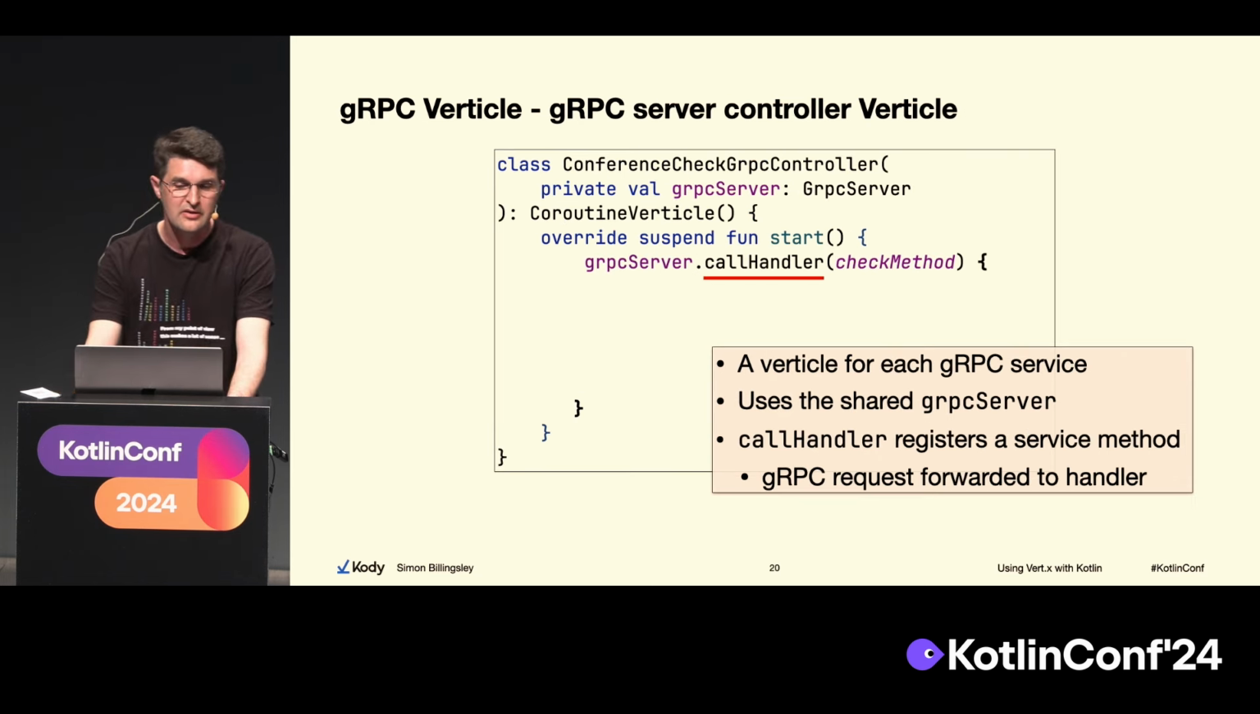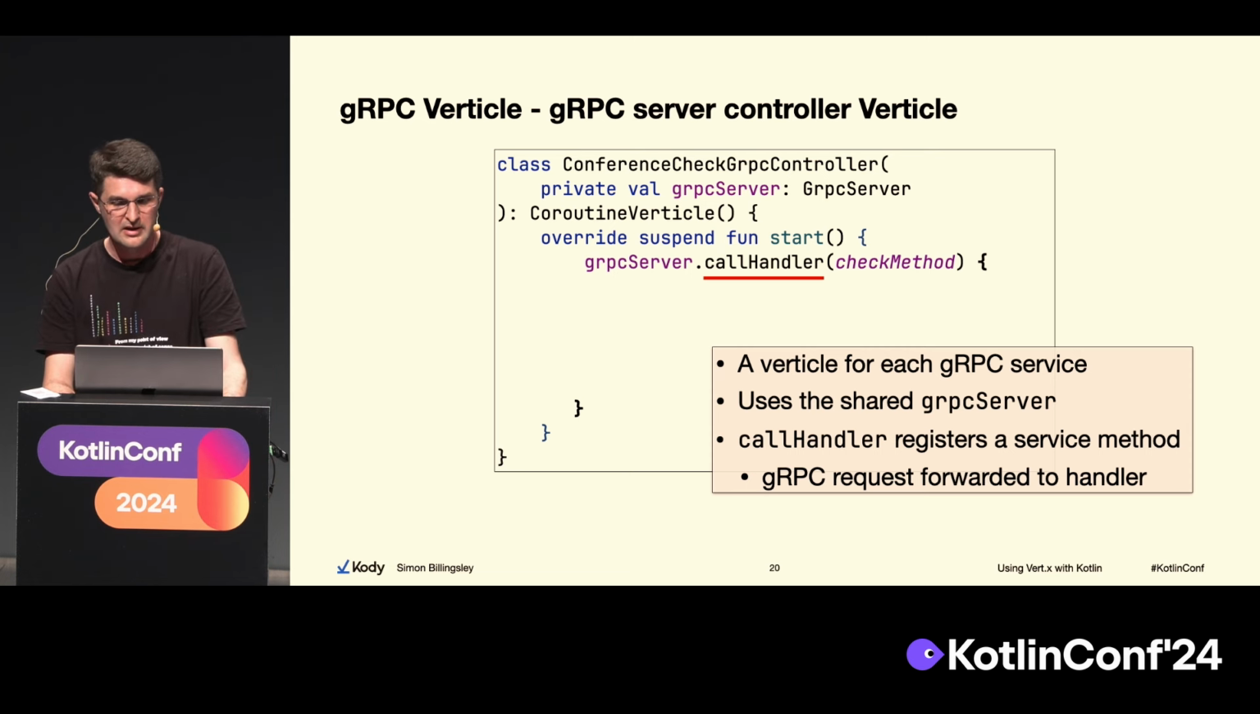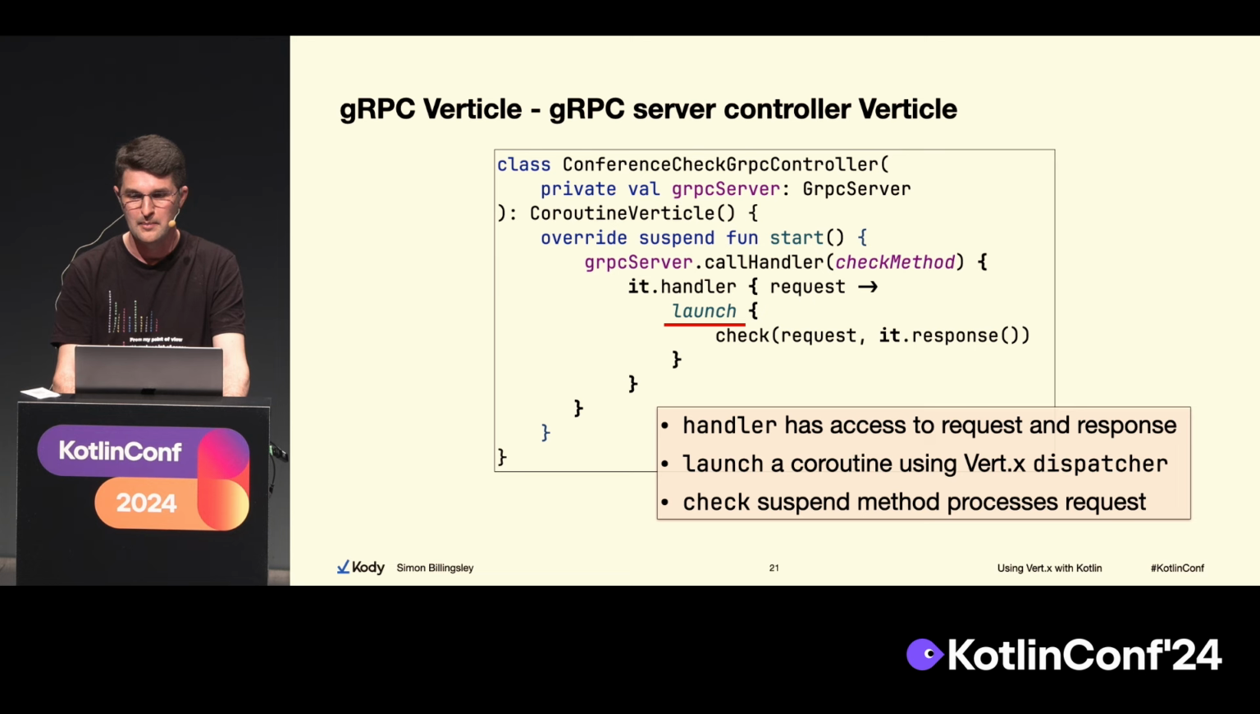I'm using a vertical for each service, and it's a really nice way of separating the code. The call handler here is used to register each service method, and the gRPC request is forwarded to the handler. The request handler method has access to the request and allows the response to be returned. In this case, a new coroutine must be launched using the Vertx dispatcher to handle a request. Here I'm calling the check suspend method within this coroutine.